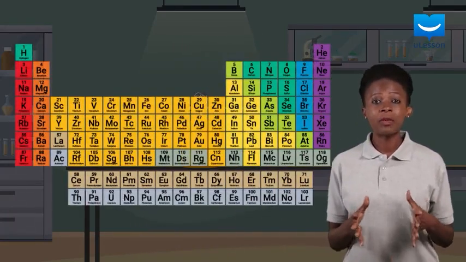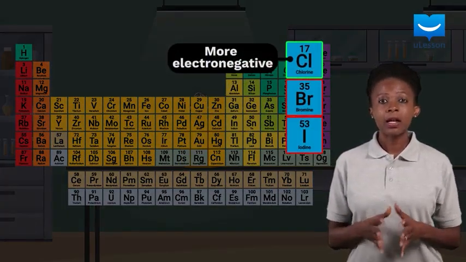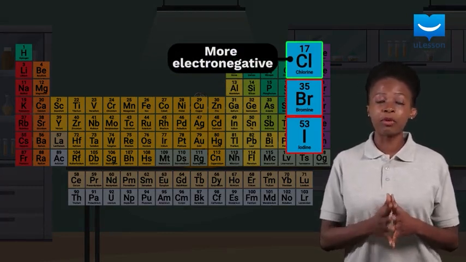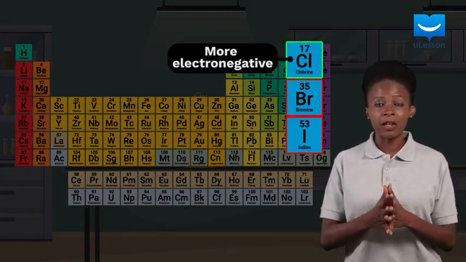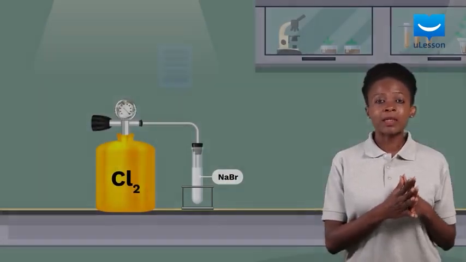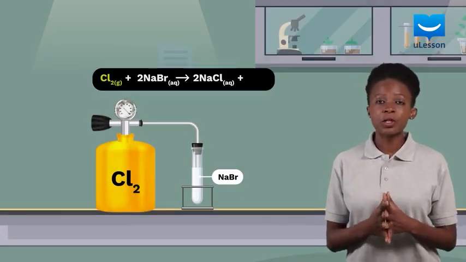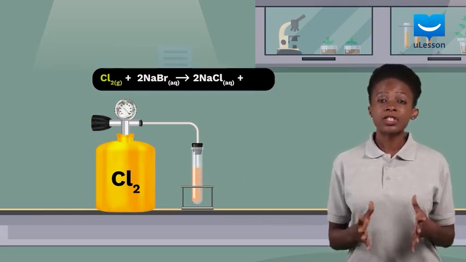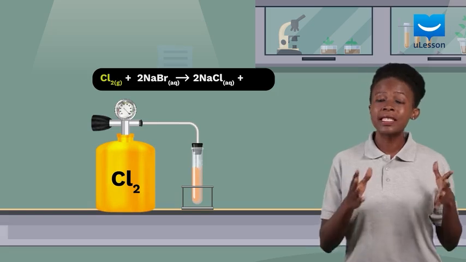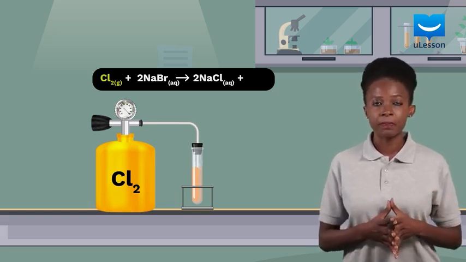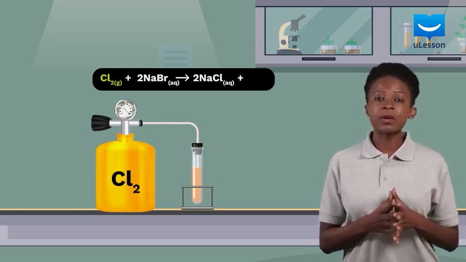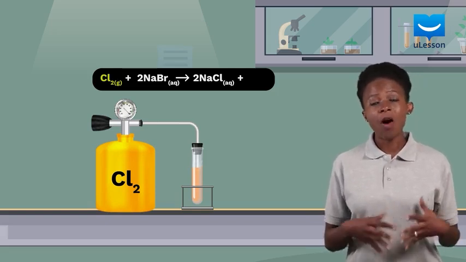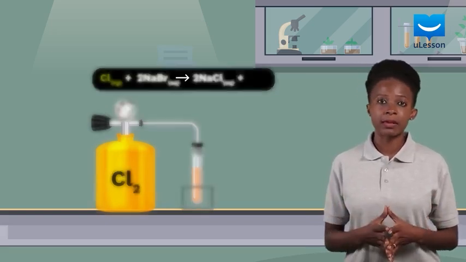Let's consider some chemical reactions to better understand this concept. As seen from the periodic table displayed here, chlorine is more electronegative than bromine, as it is above it in the column. So if chlorine gas is passed into a test tube containing a solution of sodium bromide, the solution will turn brown. The color change observed in the solution is due to the displaced bromine in the product mixture. As you can see from the chemical equation shown here, chlorine is now occupying the former position of bromine.